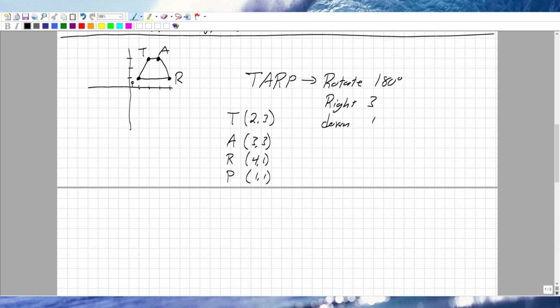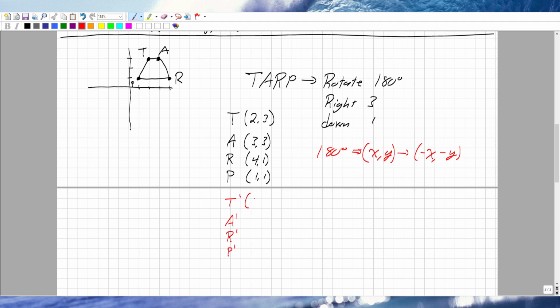The first one is the rotation of 180 degrees. When I rotate 180 degrees, that means I take my x, comma, y, and it converts into negative x, comma, negative y. That's easy enough to do. So now I'm going to have my first transformation, which is going to be T prime, A prime, R prime, and P prime.